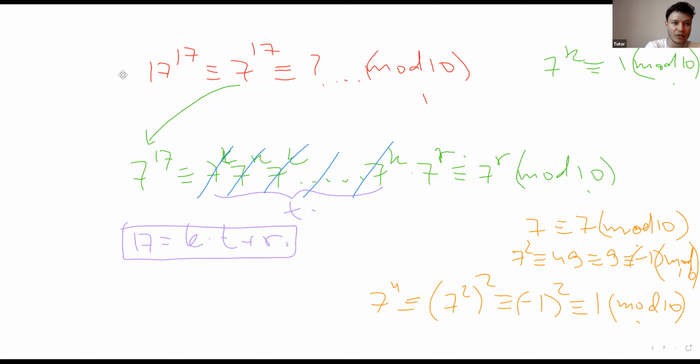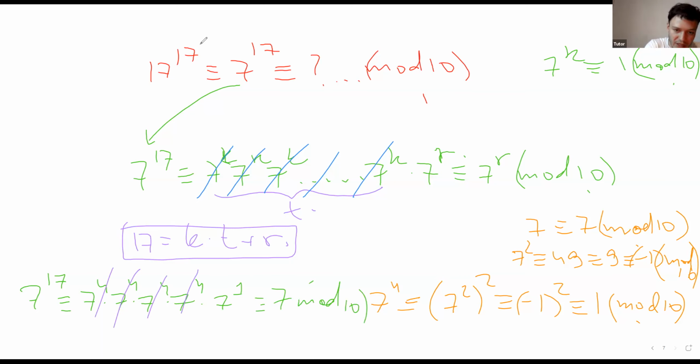So when I had 7 to the 17, what can I do with it? I can write it as 7 to the 4 times 7 to the 4 times 7 to the 4 times 7 to the 4 times 7 to the remainder, which is 1. So this is going to be congruent with what? Well, all these are going to cancel because they're all 1, right? So I just get 7 mod 10. So basically I'm done. The remainder of 7 to the 17 is just going to be 7, right? So the answer here is just going to be 7.